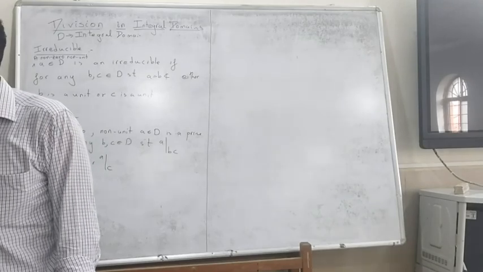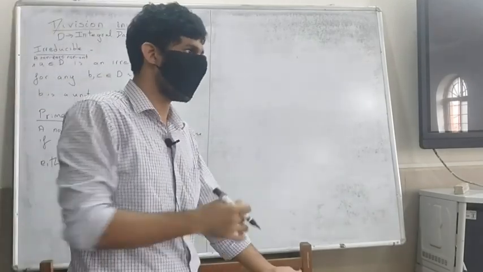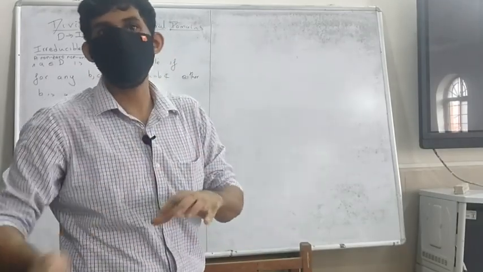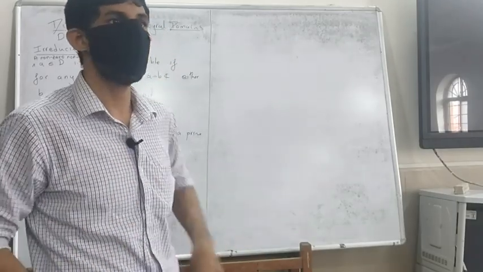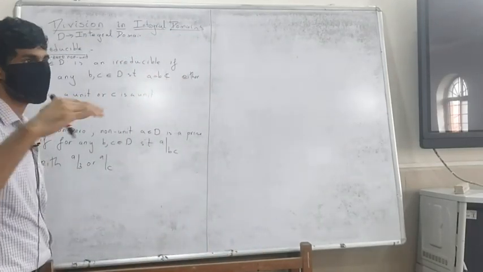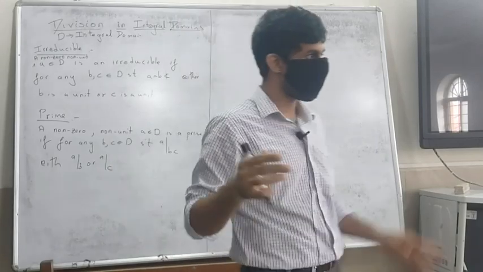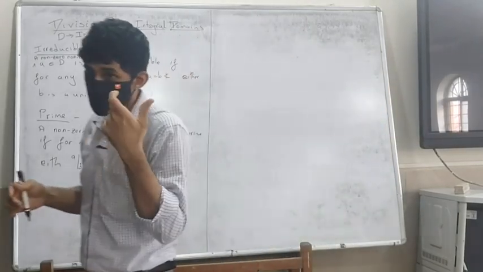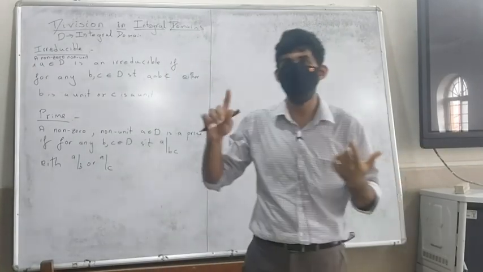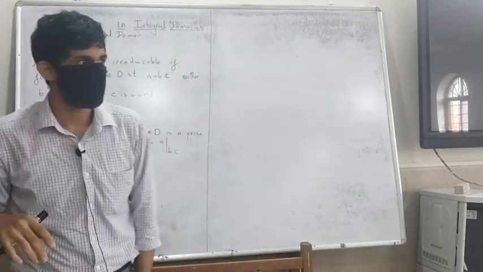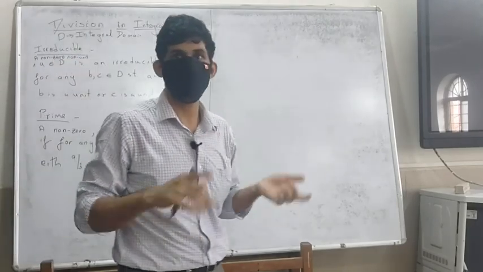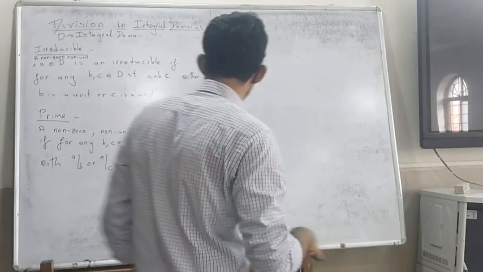The next thing is associates, which we have already defined. So what are associates? It's nothing but unit multiples of this thing. In F[x], what are the units of a polynomial p(x)? Yeah, it's the constants coming from the field, right? Constant multiples of that. So that's the one.